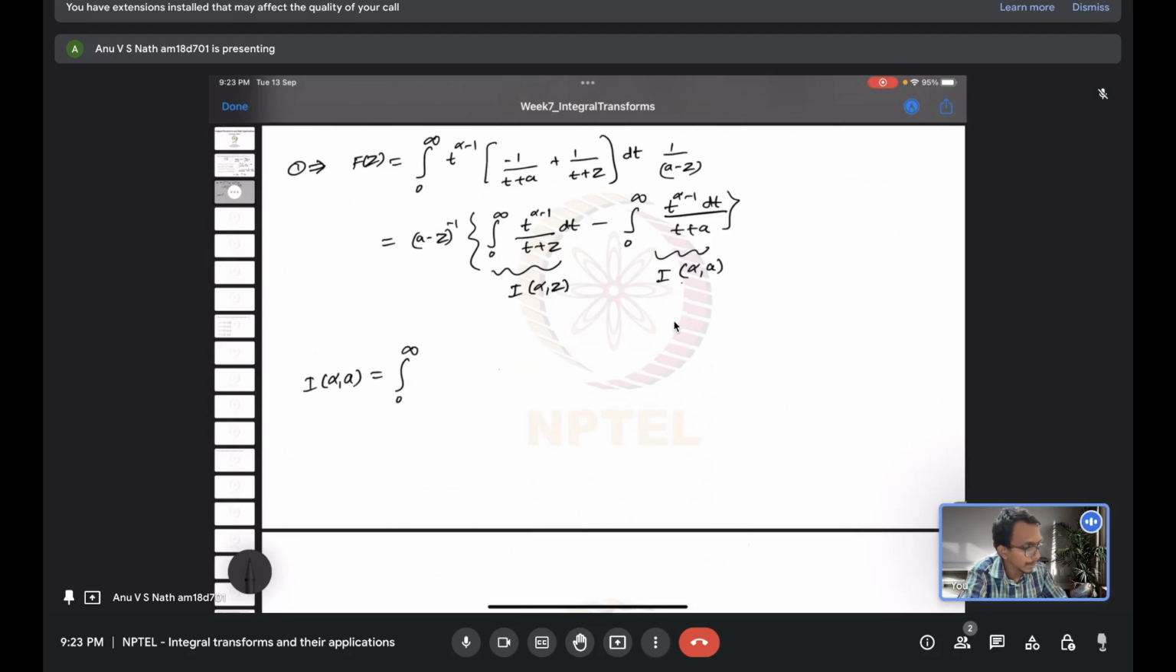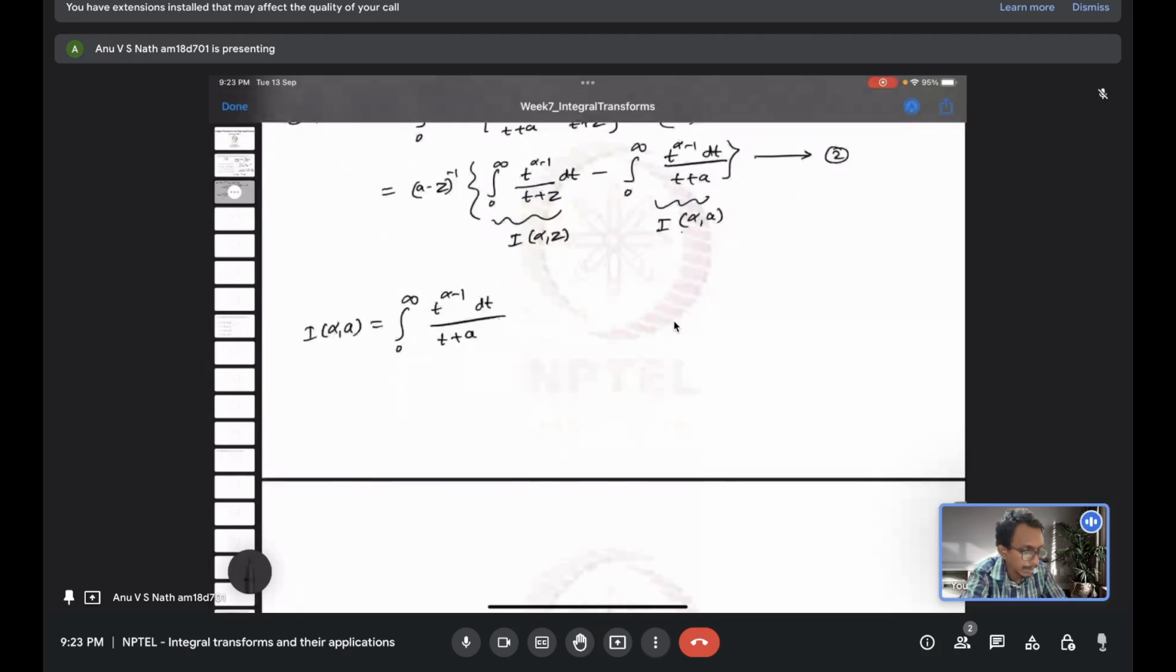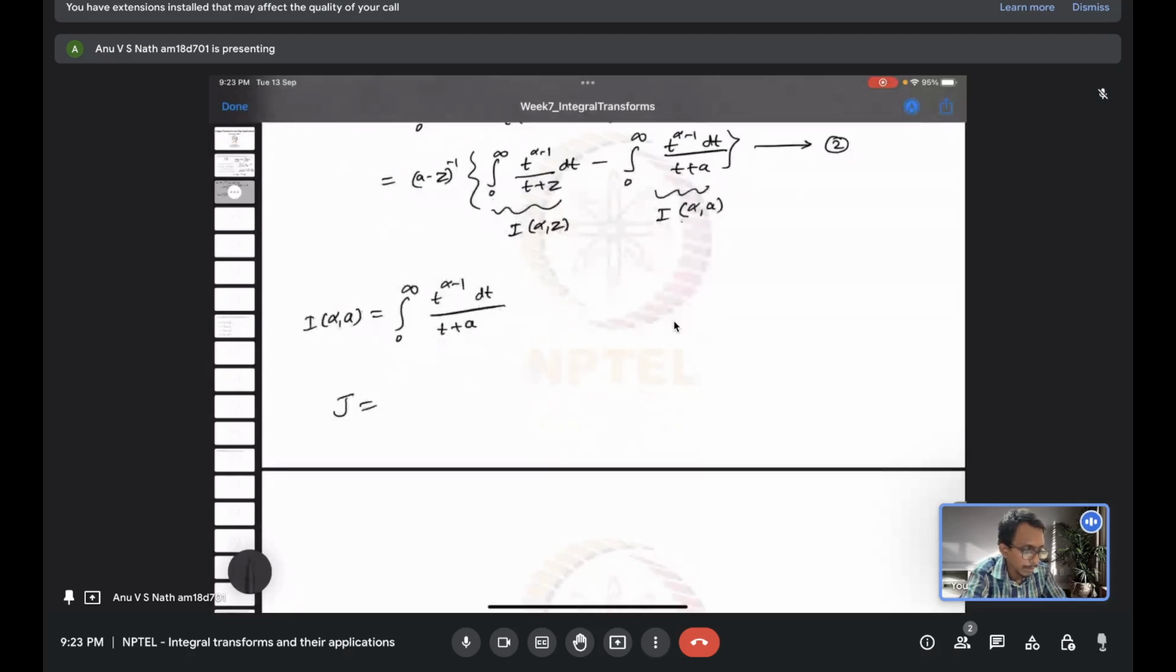Let me call this expression 2. We will come back to this. What we want to evaluate at this moment is t raised to alpha minus 1 dt divided by t plus a, whose integral is from 0 to infinity. To do that, let's consider another integral. Let's call it J, which is a complex, closed contour integral, t raised to alpha minus 1 by t plus a dt. Remember, t is now a complex variable, and I need to perform this integral. We are going to use techniques from complex analysis to evaluate the integral. Let's say this is integral 3. For that, we need to extend this integral to the complex domain.